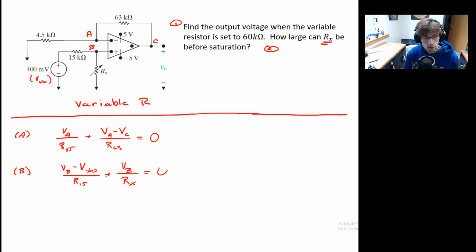And again, using the golden rule, I'll say that there's no current flowing into the input, so I can set that all equal to 0. For node C, again, I have VC minus VA, all divided by R63. And then added to that is the current running into the output of the op amp, and I will set that all equal to 0. And lastly, we'll use our other golden rule to state that VA must be equal to VB.